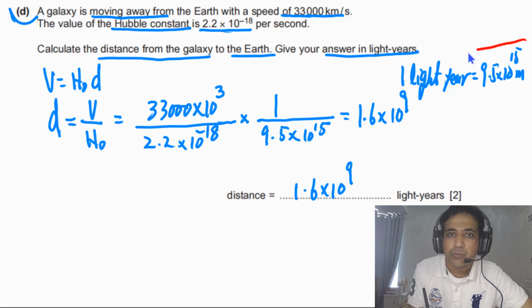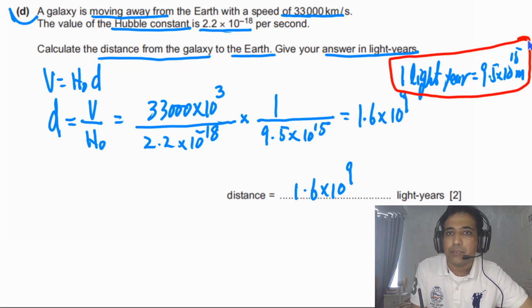So the main point is we need to understand 1 light year is equal to this, the relationship between light year and meters. And that's all for today's lesson.